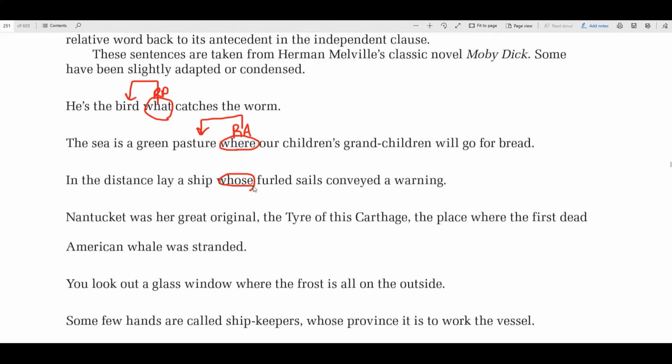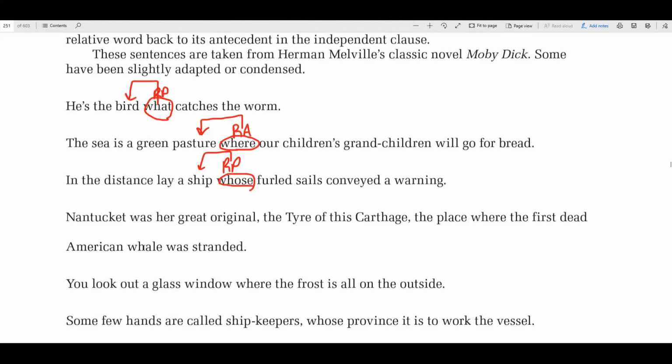Whose, and that is a relative pronoun referring back to ship. Nantucket was her great original, the Tower of this Carthage, the place where the first dead American whale was stranded.